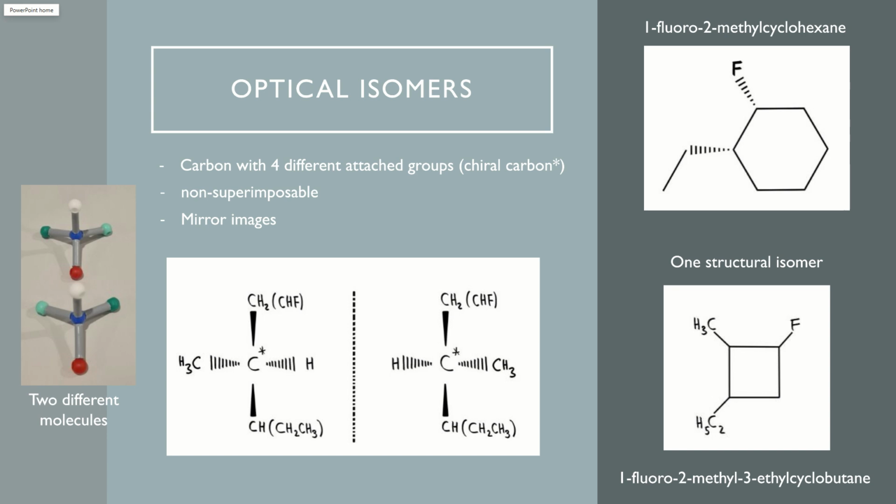These 2 enantiomers would have identical properties except for the way they interact with plane polarized light. One enantiomer would rotate light clockwise and the other counterclockwise.